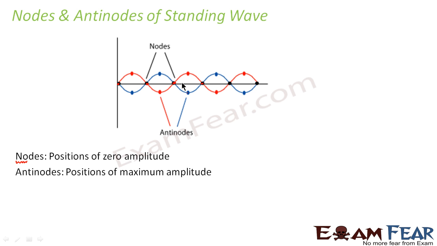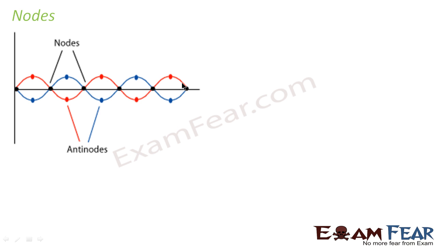Now, after this slide, we will discuss what exactly are the positions which we define as nodes, that is, how nodes and antinodes are defined. First we will talk about nodes. As I told you just now, nodes are the positions where amplitude is 0. Now let us look at it mathematically. Nodes are the positions where amplitude is equal to 0.